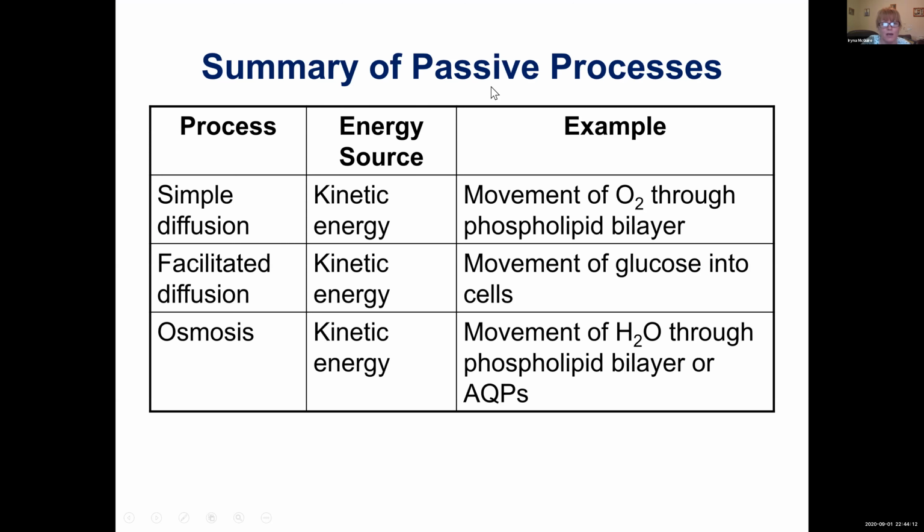Okay, so here's a summary of passive transport. We have simple diffusion, facilitated diffusion and osmosis. The energy source is kinetic energy, so not ATP. But for movement, we need some kind of energy, right? We cannot move if there is zero energy. But ATP is not used. That's why we call it a passive process. A simple diffusion example is oxygen moving through the phospholipid bilayer. Facilitated diffusion is the movement of glucose into cells using carrier proteins. Osmosis is the movement of water through the phospholipid bilayer or aquaporins.